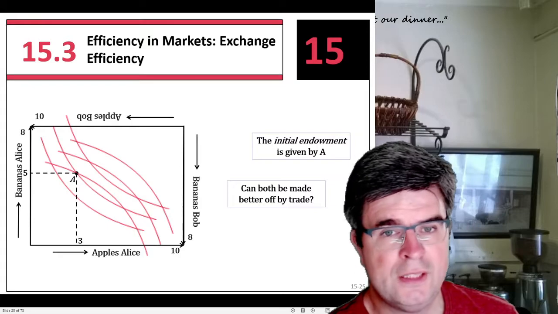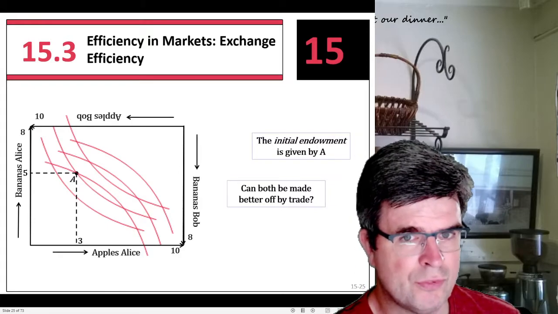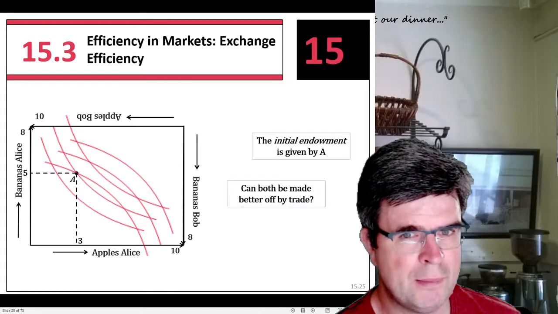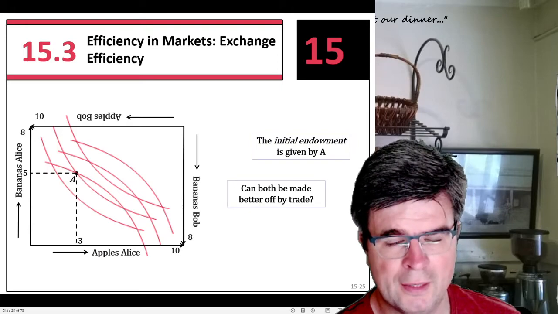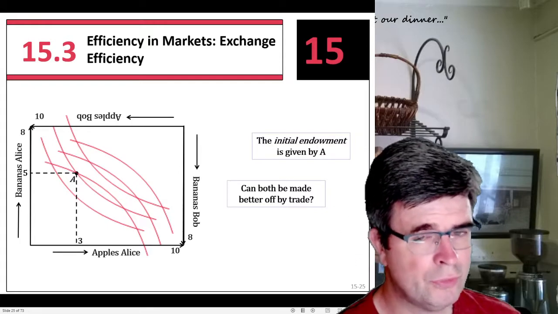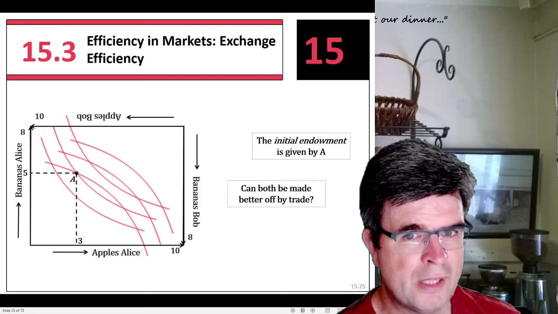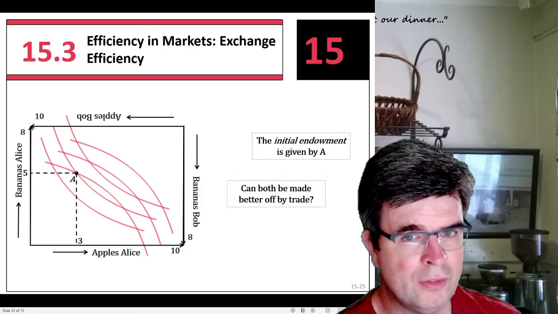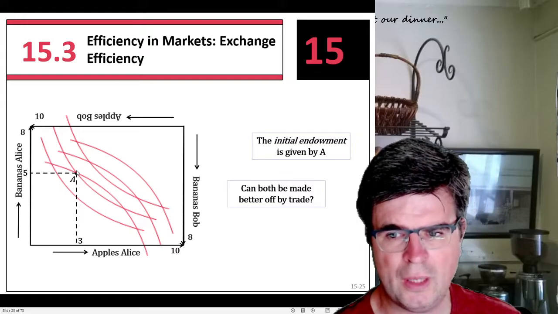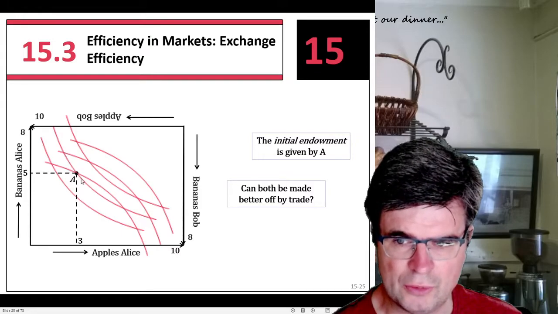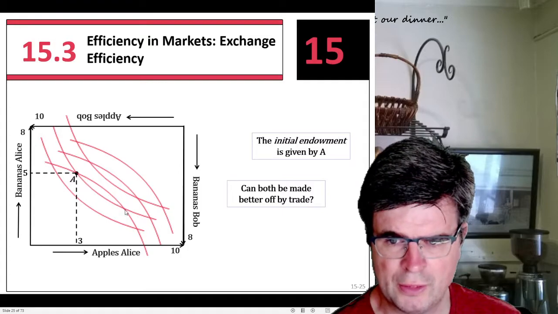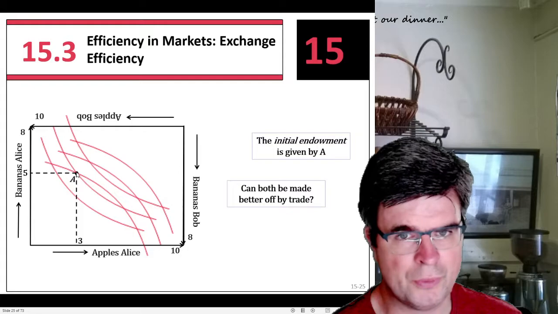So point A is the initial allocation. This is what they have to start out with. And then the question is, are Pareto improvements available? Can they trade apples and bananas in such a way that makes them both better off? Better off within the context of our course means, can they reach an allocation that gives each of them a higher utility? Well, you can see that at the initial allocation A, Alice is on this indifference curve because it runs through the initial allocation, and Bob is on this indifference curve that also runs through the initial allocation.